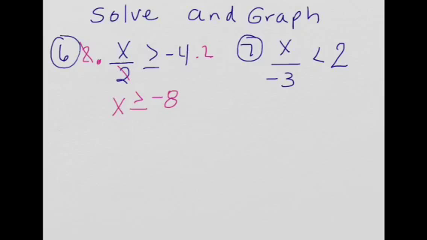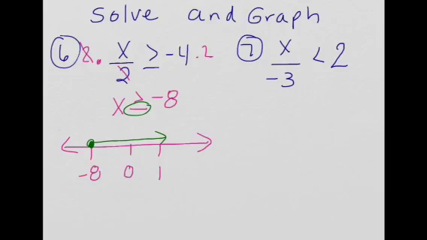So now what we're going to do is draw our number line, put our 0 in, put our -8 in, put our +1 in. It is greater than or equal to, so we know that this is going to be a solid circle, and numbers that are greater than -8 are to the right.